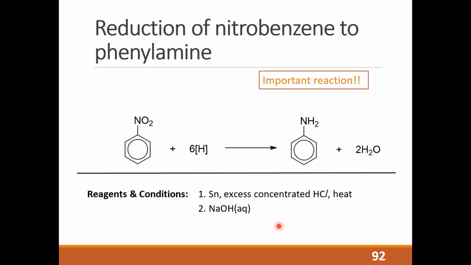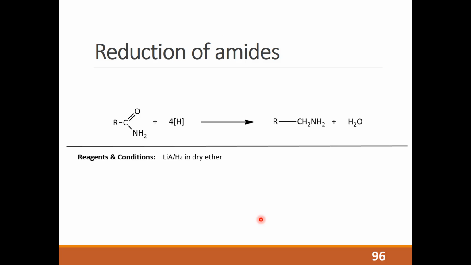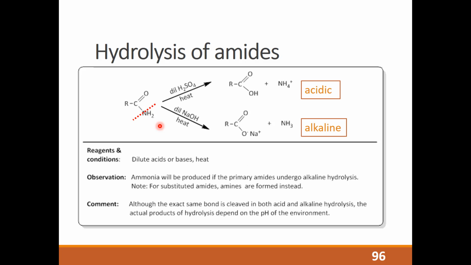Another important reaction is the reduction of nitrobenzene to phenylamine. So these are the reaction conditions and reagents that are required. Adding on to the reduction reactions, the reduction of amides is also important, using lithium aluminum hydride in dry ether. The next important reaction of amides is the hydrolysis of amides in both acidic and alkaline medium.